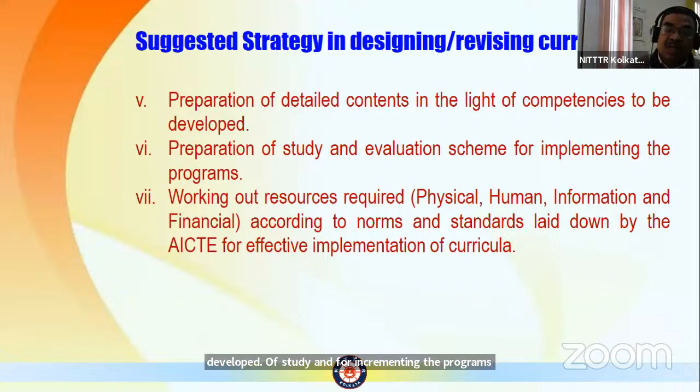The last one is working out the resources that will be required for implementing the curricula, because resources mean the physical resources, human resources, or information, and also the financial resources, according to the norms and standards laid down by the AICTE for effective implementation of the curriculum. So these are some of the suggested strategies in designing and revising the curriculum, as we talked about.